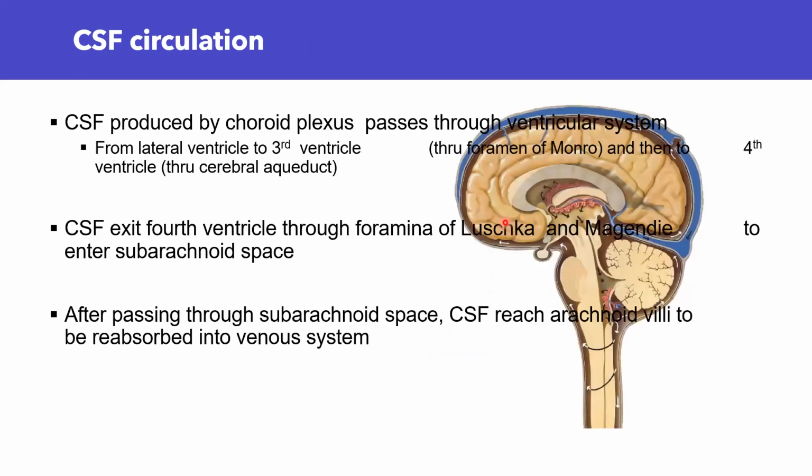CSF produced by the choroid plexus passes through all the ventricular system: lateral ventricle, third ventricle, fourth ventricle, and exits the fourth ventricle through the foramina of Luschka and Magendie and enters the subarachnoid space. After passing through the subarachnoid space, CSF reaches the arachnoid villi, in this picture, to be reabsorbed into the venous system.